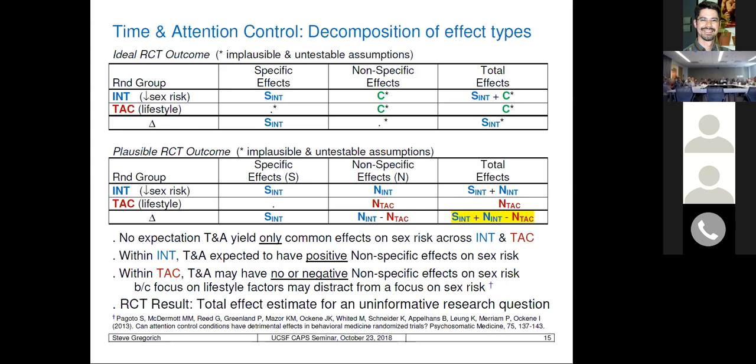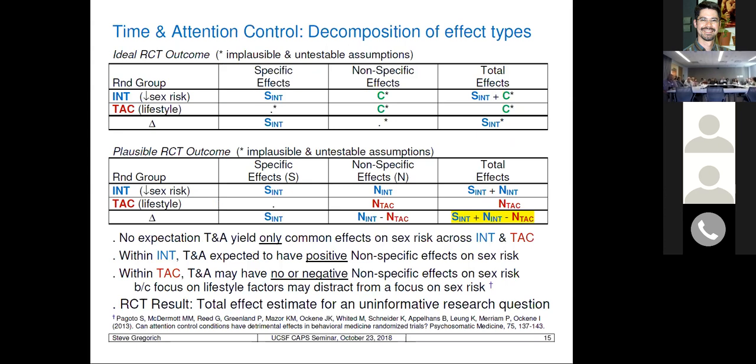I think it's really difficult to make the case that there would be common effects in this case, because you can match on time and attention, but time and attention within the context of a sex risk reduction intervention is plausibly related to sex risk behavior if the intervention is effective. Time and attention in the context of a lifestyle intervention, I can't figure out how it's going to be positively related to sexual risk reduction. It just doesn't make sense. Now, it could be that time and attention in the lifestyle intervention is negatively related to the outcome, because you're distracting participants away from thinking about their sex risk and making them think instead about diet and exercise.